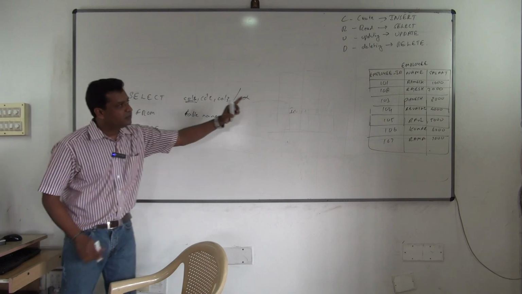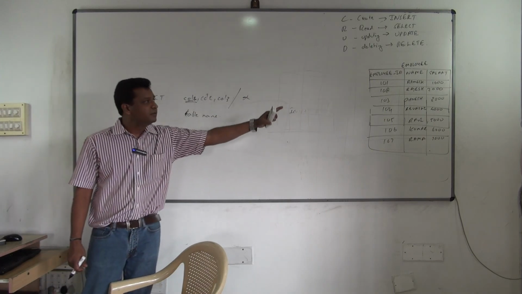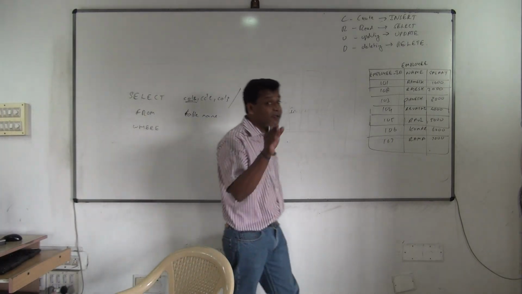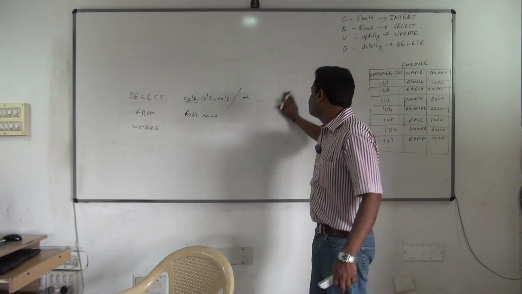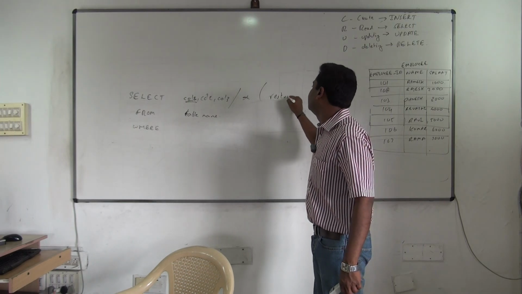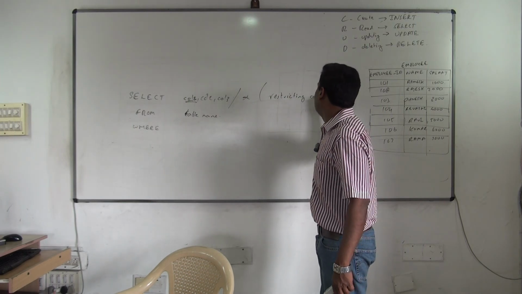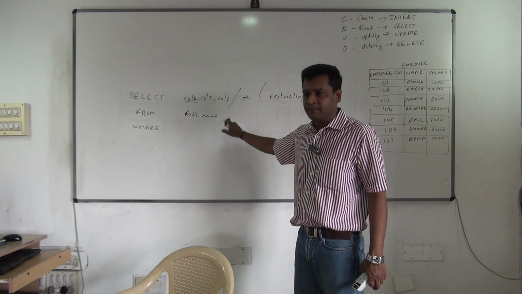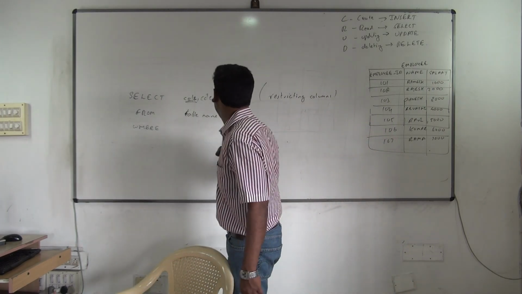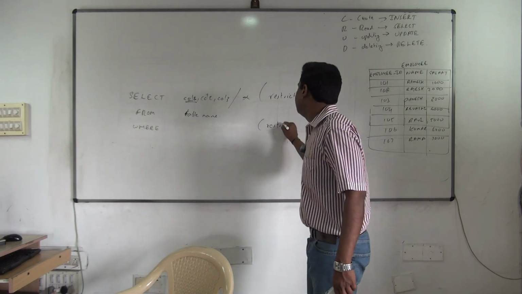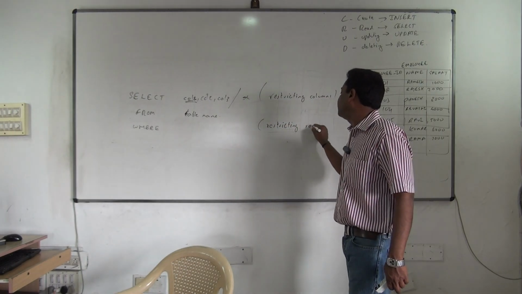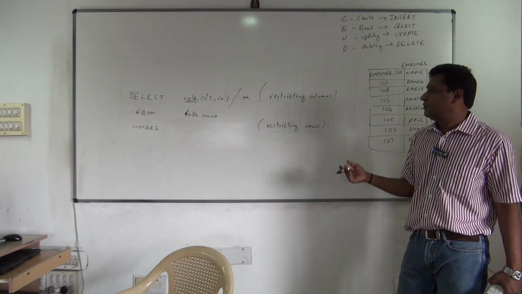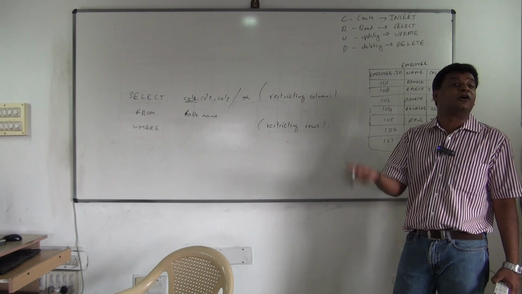You know what columns are now? Employee ID is a column, name is a column, salary is a column. So select is used for what? Restricting columns. Select is used for restricting columns. From is used for what? Giving the table name. And where is used for what? Can you guess? Restricting rows. Oh, sorry, where is used for restricting rows, means I don't want all the rows now.